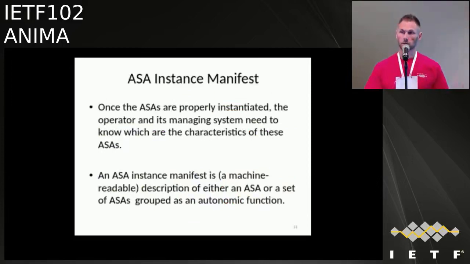So we have the mandate. The mandate expresses what the functions need to do, and the manifest is the other way around, which expresses that the ASA, when it's deployed, gives feedback, gives a report to the management system about this is how I've been instantiated on these devices, this node, using this configuration. So this is just a kind of a feedback mechanism.